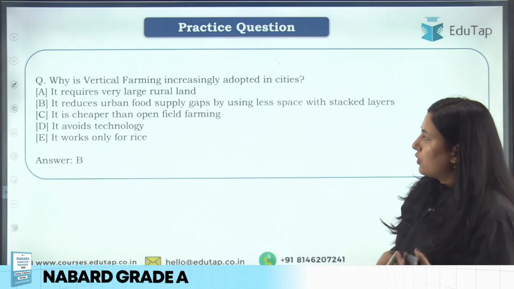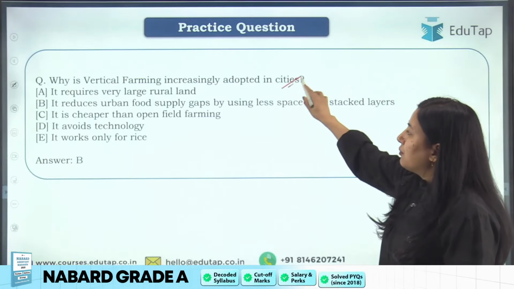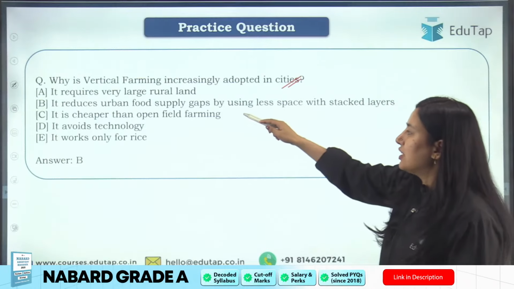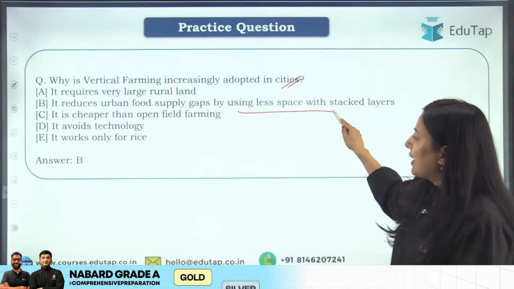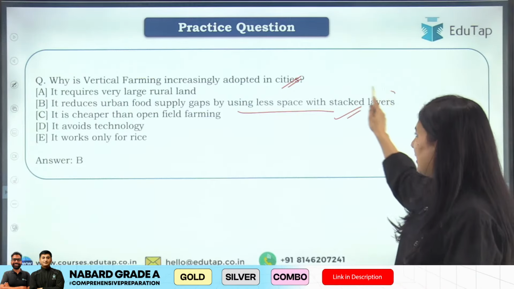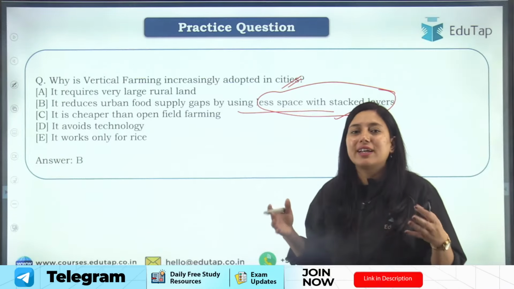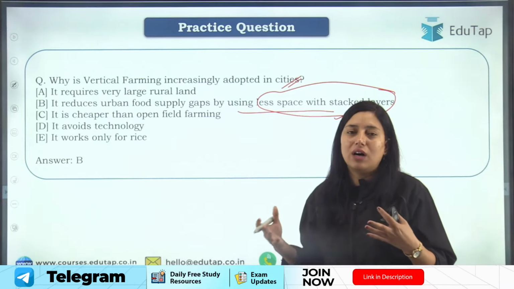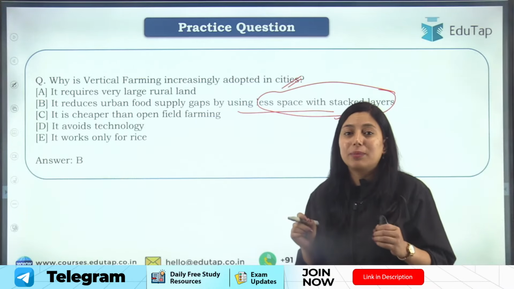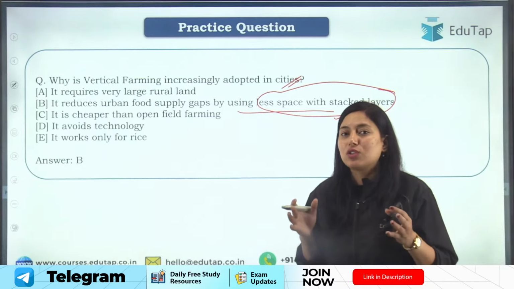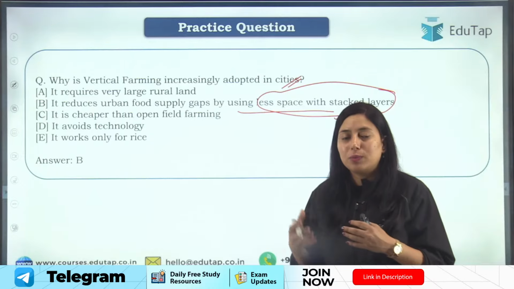Clear? चलो, next question is, why is vertical farming increasingly adopted in cities? Okay, इसका आंसर भी B है, because it reduces urban food supply gap by using less space with stacked layer. ठीक है, I have told you, in vertical farming within less area we can get more produce, we can get more output. So that is why in urban areas where land is limited, urban farming is being adopted increasingly.